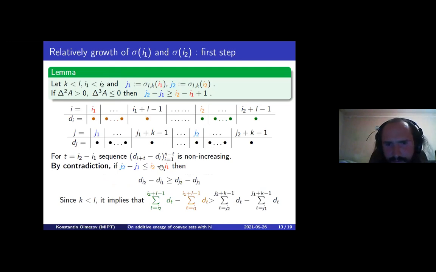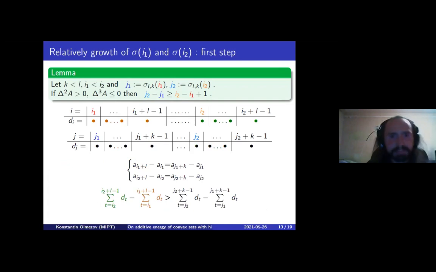This fact turns us to such an inequality between differences of sums of values of di, that is, differences between consecutive elements of A. And finally, we can use this for a contradiction, because when we define J1 and J2, we said that these are solutions of equalities, and now we have an inequality.